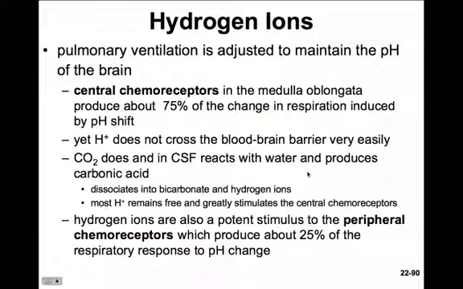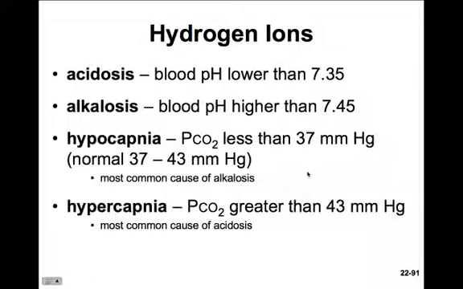Hydrogen ions are also a potent stimulus to the peripheral chemoreceptors. They produce the remaining 25% of respiratory response in response to the pH change. When we have a blood pH lower than 7.35, we're in a condition of acidosis. If it's higher than 7.45, it's alkalosis. We'll address more on this in a couple of chapters.